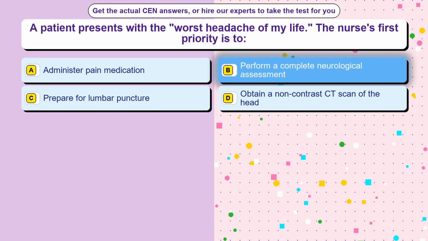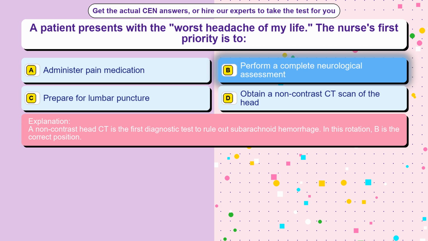The correct answer is option B. Perform a complete neurological assessment. A non-contrast head CT is the first diagnostic test to rule out subarachnoid hemorrhage. In this rotation, B is the correct position.